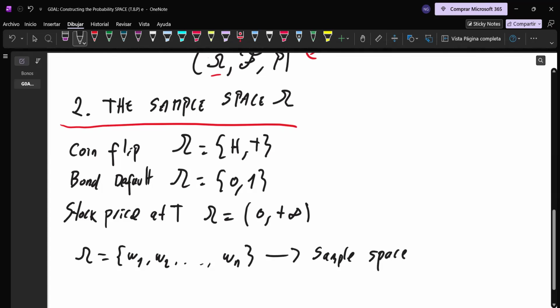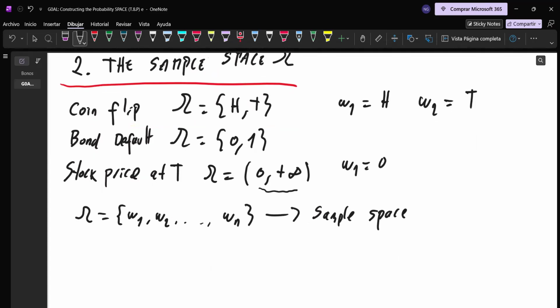Okay, in this question, I can say omega 1 is H and omega 2 is T. And in this example, we have a problem. Omega 1 is 0, but omega 2 is 0.0000001, something like that. There are infinite points, okay? So this is a very good question. And this is purely a set-theoretic object. No probabilities live here yet. This is the important thing.